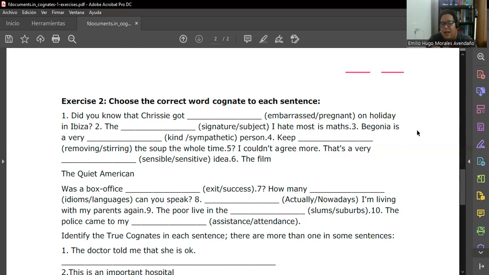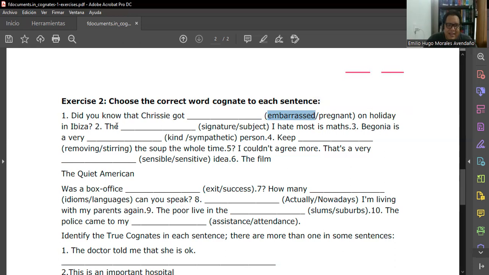En este caso, yo puedo inferir que, bueno, está hablando de, ¿sabías que Chrissy fue embarazada o pregnant? Pero aquí tenemos que tomar en cuenta algo. Embarrass puede relacionarse con embarazo en español, pero embarrass es como estar apenado o estar avergonzado. Entonces, pues lo correcto sería pregnant. Que pregnant es como impregnado, digamos la traducción es así, pero es lo que corresponde. Got pregnant on holiday. Pregnant sería embarazada realmente. Entonces, embarrassed es un falso cognate.